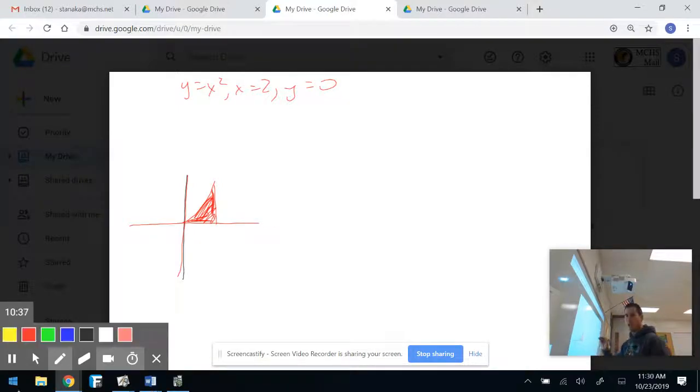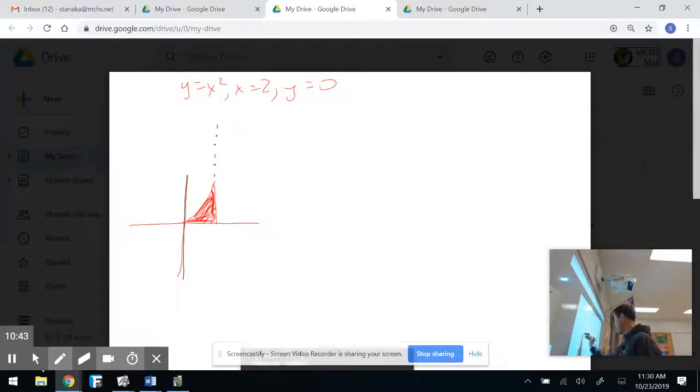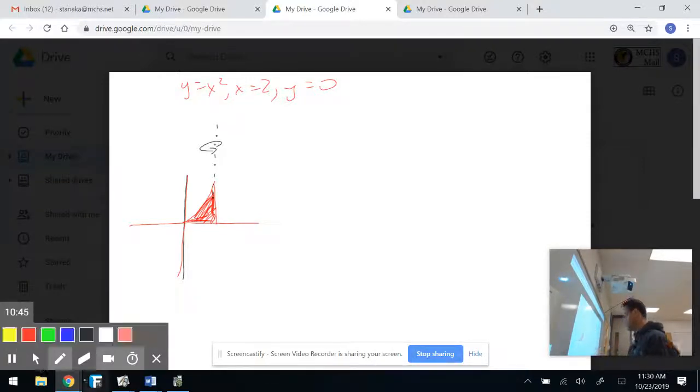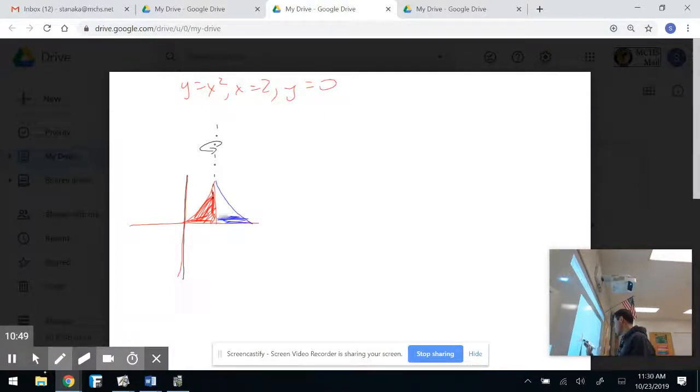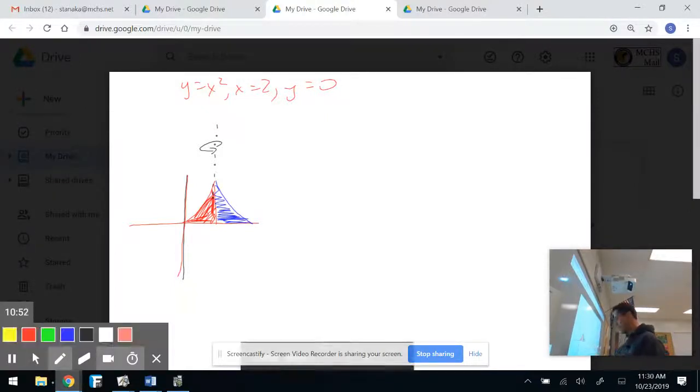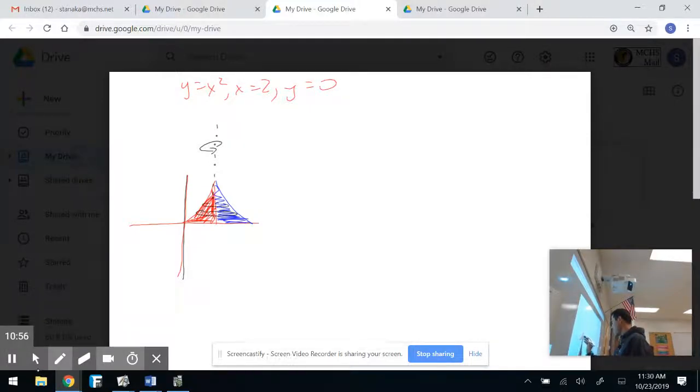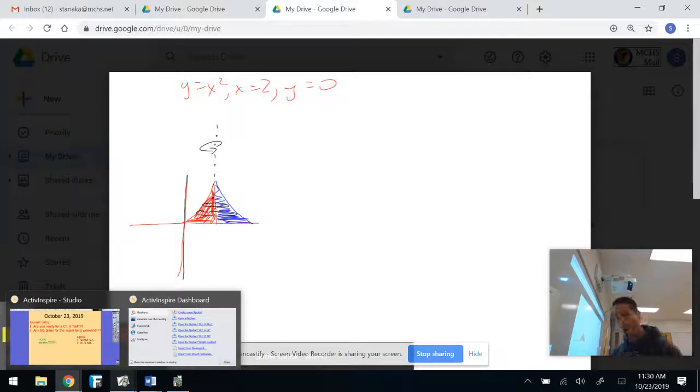Now, let's see. What else could I revolve this about and get a disk? Hopefully, you're all over it. Well, if I revolve it about the line x equals 2, I would get a disk. Now, why would I get a disk? Because if I drew what it looked like and took cross sections, it's all red and it's all blue. Well, if that happens, that's definitely a disk problem, right, class? Which is just pi r squared.